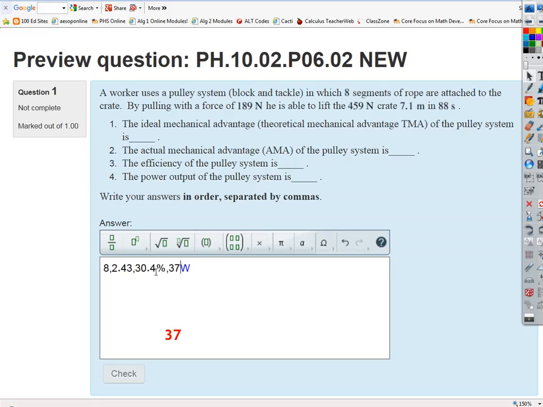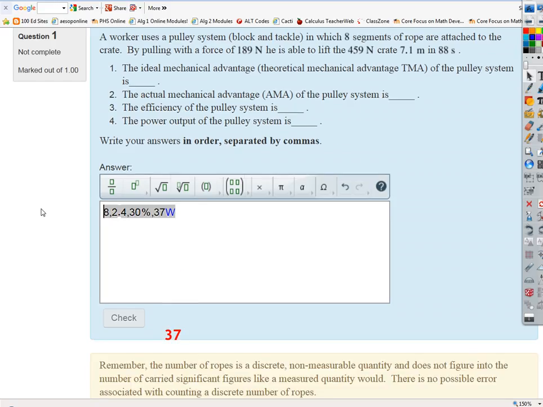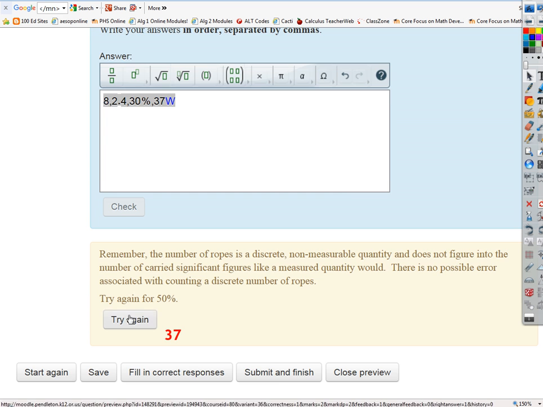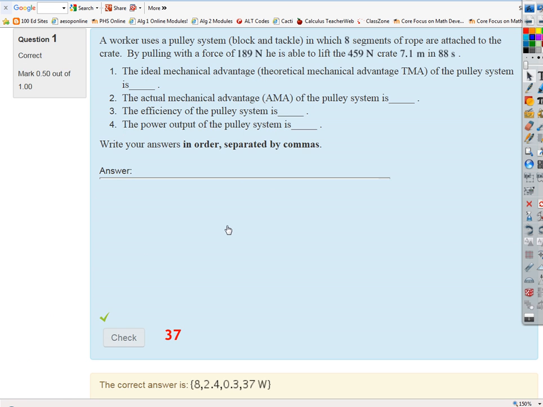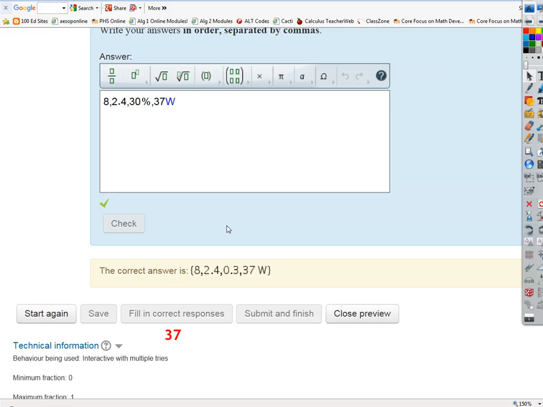Hey, so wait, I was trying to write down the question. How did you find the actual? Actual is always output force over input force. So that was like 159 divided by 189. What was that for? The actual? There we go. You got it. Yeah.